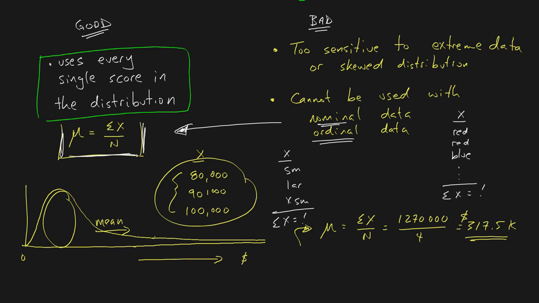In every other situation, though, the mean is by far the best choice. So whenever we have regular lists of data that is not nominal or ordinal, and data that does not have extreme outliers, then we're going to want to use the mean, because the mean uses every single score in the distribution, and that's what we're after in a measure of central tendency.